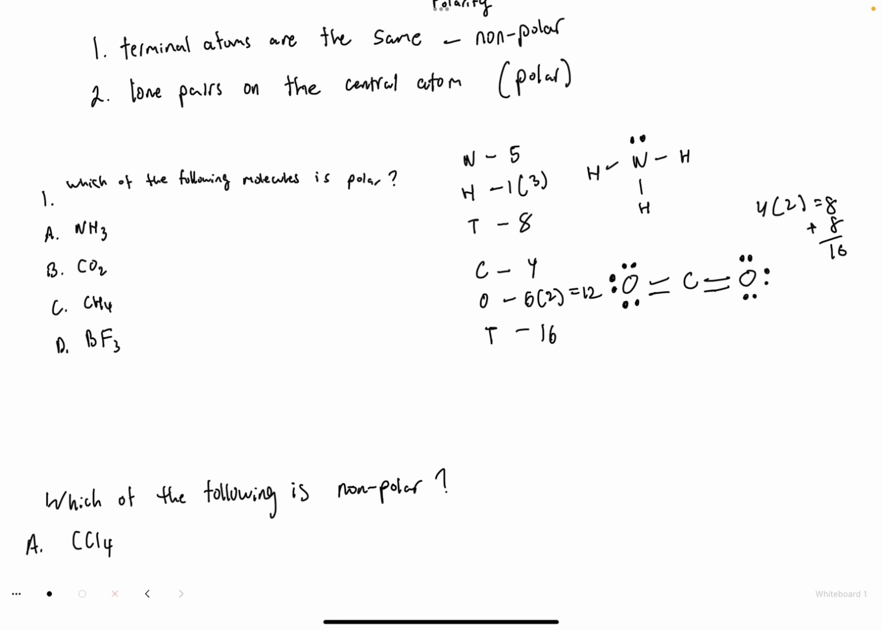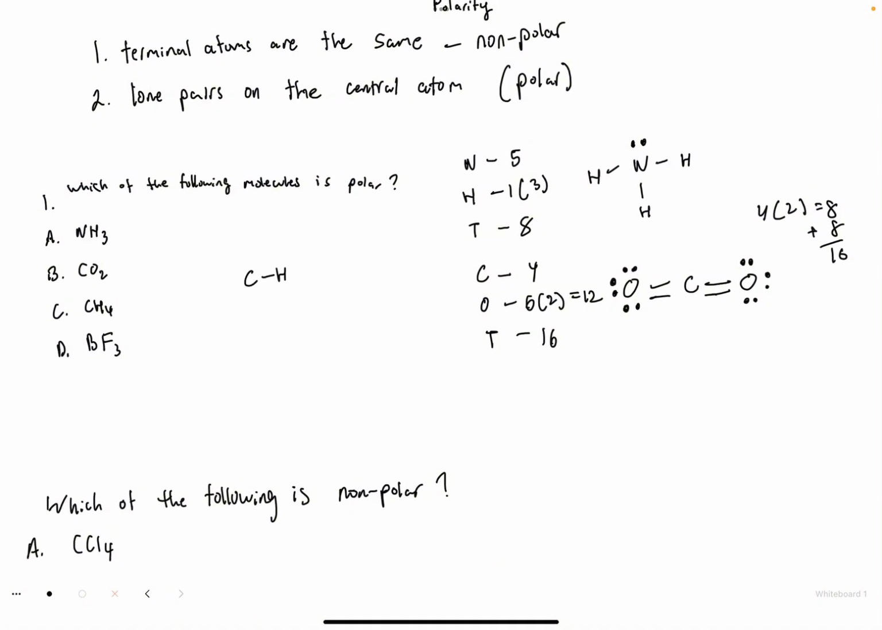Let's try CH4. In this case, you can kind of just tell carbon is in the middle. And if you know this shortcut of hydrogen, you can draw this without any calculation of how many valence electrons. This one's going to be nonpolar because all of the terminal atoms, which is hydrogen, are the same, and the central atom has no lone pairs.